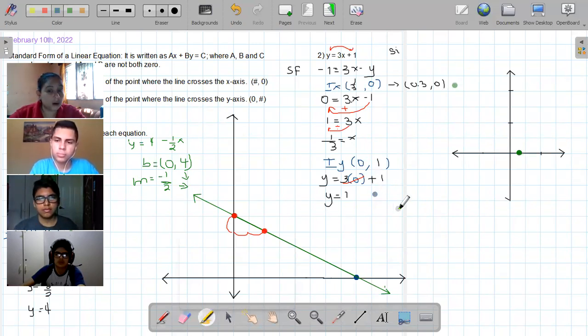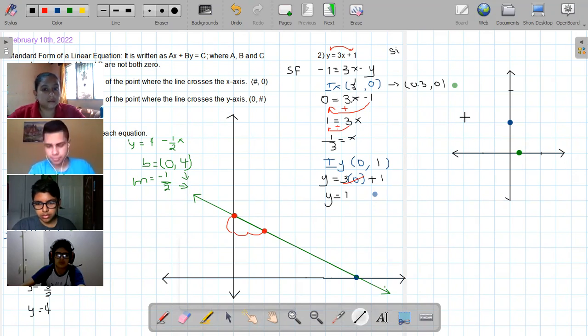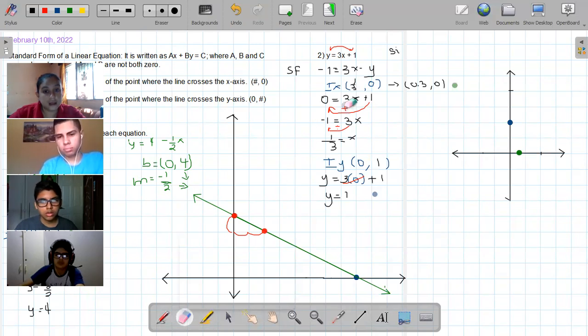Now the other one is 0, 1. So it is over here. And now I can connect my lines, okay, in a straight line. Let me see if I got it correct. You see, I got a mistake in here. This was +1. Therefore, this passes to the other side as a negative.